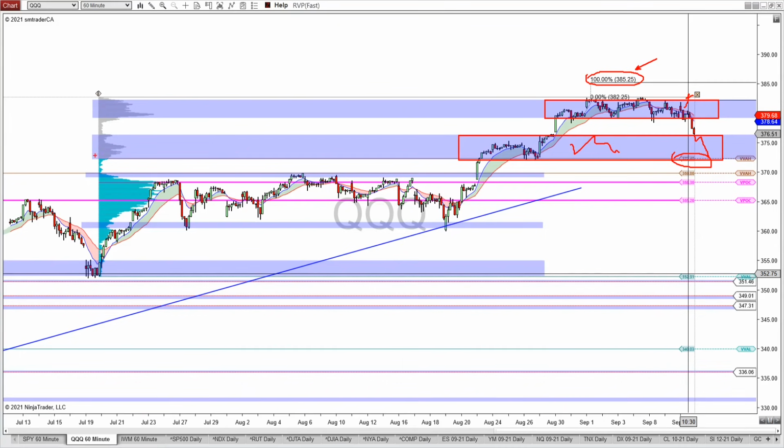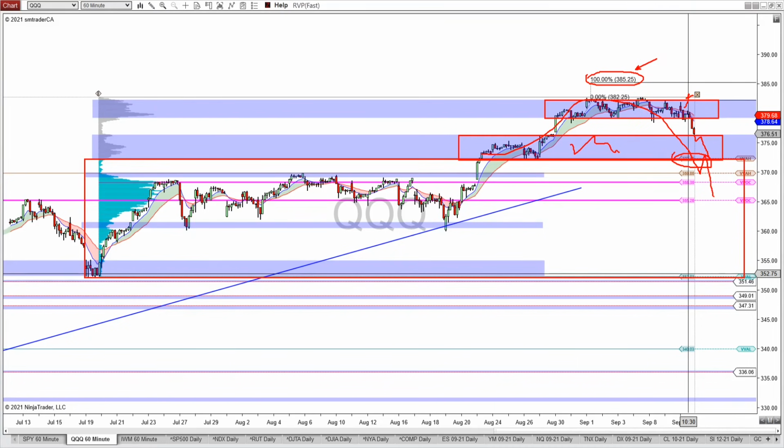If it doesn't, then we're essentially looking at this balance area here, this value area on this particular swing that could be in play for the balance rule. Right, look above and fail, and then we'd be looking at this point of control here at 368.